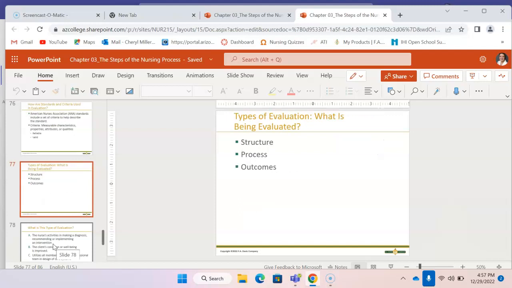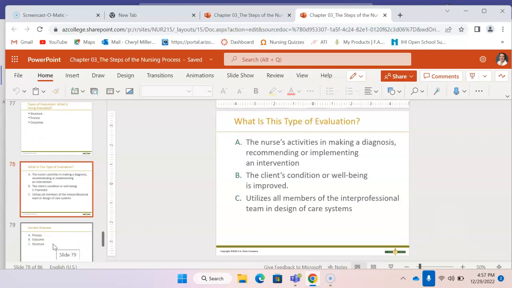So what's being evaluated? Your structure, your process, and your outcome. If they're not able to keep their oxygen over 98, then maybe there's a problem with the lungs. Maybe there's a problem with my process, or maybe it's just not realistic. Maybe he needs to go home on oxygen. That's what you're doing. What is this type of evaluation?